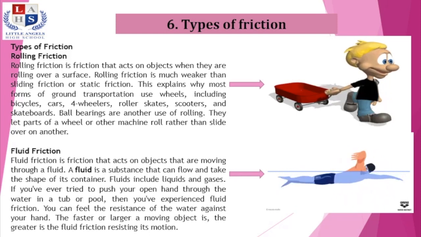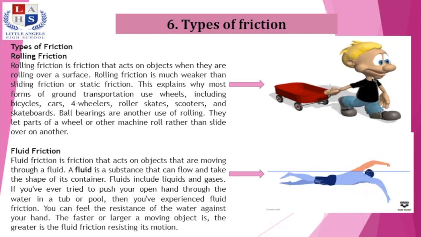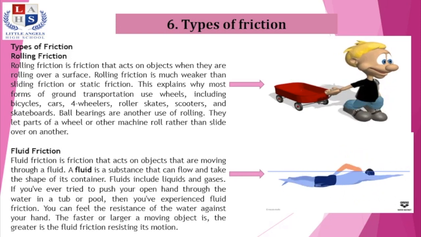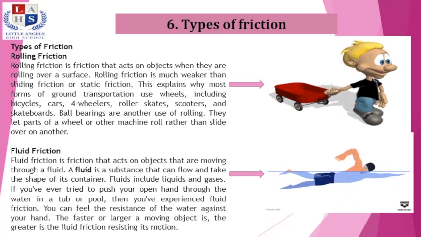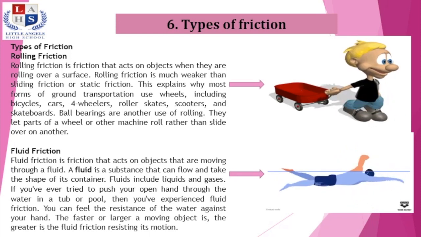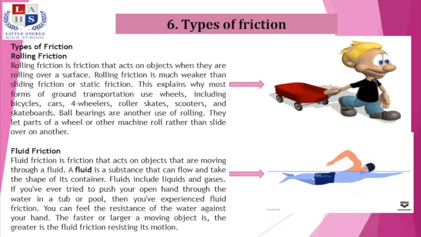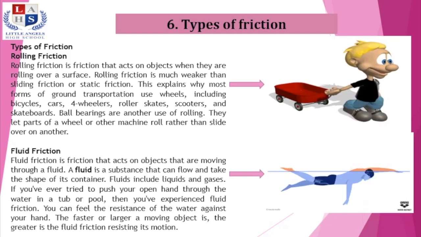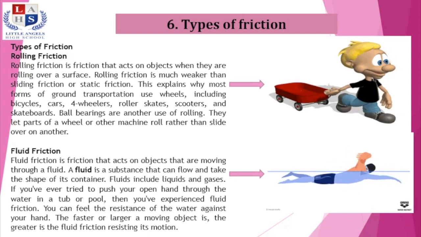Now, concluding all the types of friction, let me ask you a question. Students, if we arrange all the four types of friction in increasing order of their opposing force, which friction will come first? The answer is: the first will be fluid friction, then second, rolling friction, third, sliding friction, and the last one, static friction.